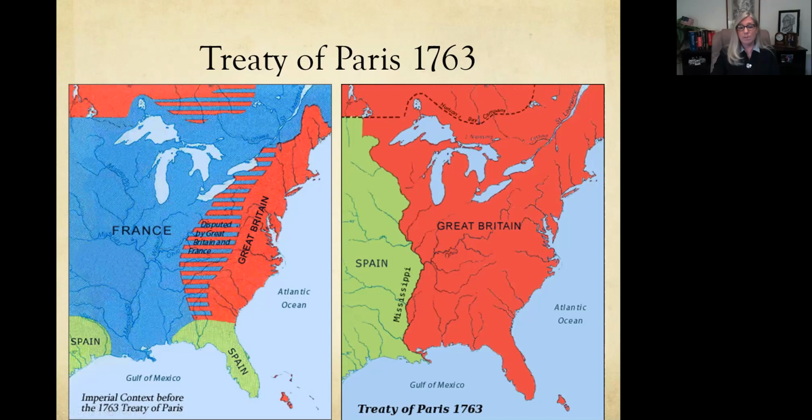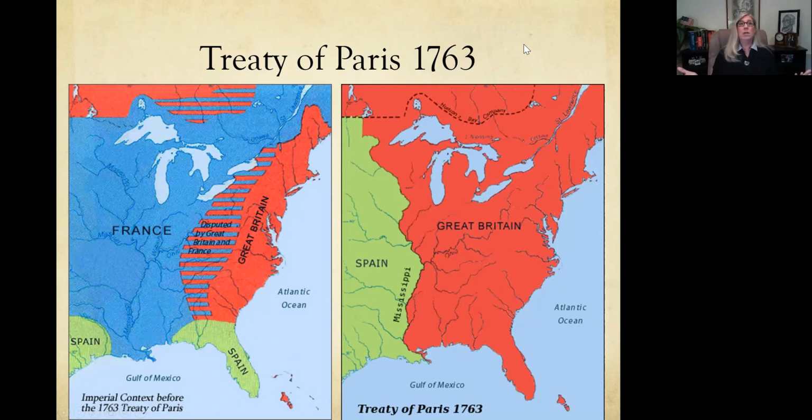Notice Florida down here. Spain loses control of Florida and it goes over to the British. This is because Spain had been an ally of France, okay? So the boundary now becomes the Mississippi River. So hopefully that's clear, that Treaty of Paris, 1763.